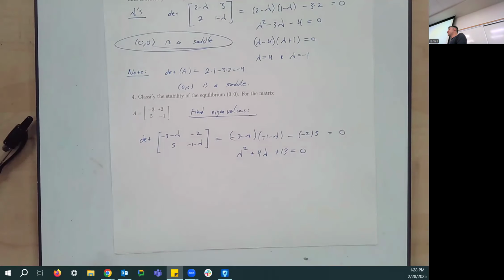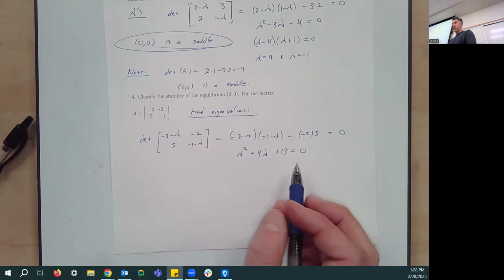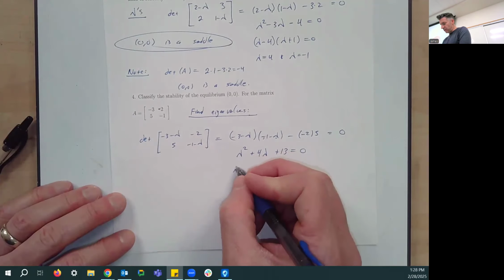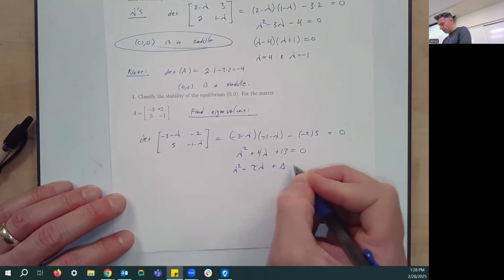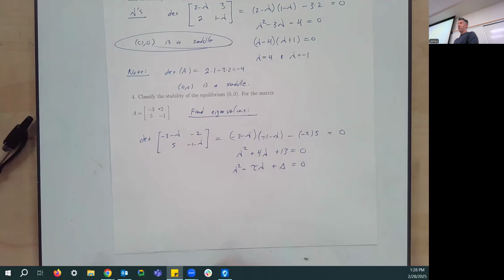I will also just mention as a real quick point here, if you wanted to, you could also find this equation by saying it's lambda squared minus the trace times lambda plus the determinant. If you wanted to skip writing out determinant of A minus lambda I, you could do that if that seems convenient to you. You don't need to do that if it doesn't seem convenient to you.